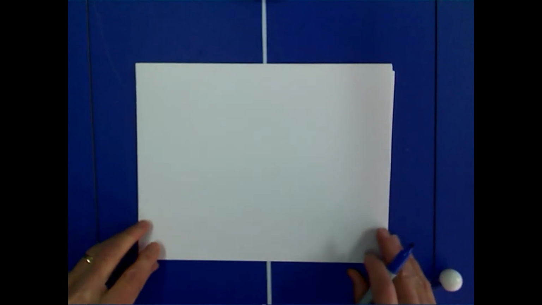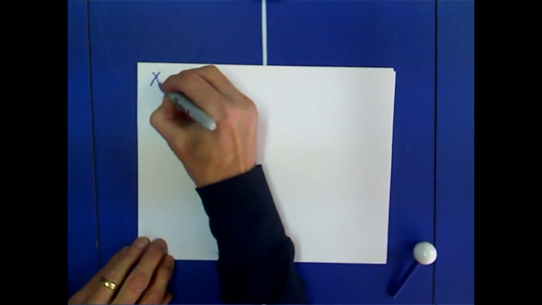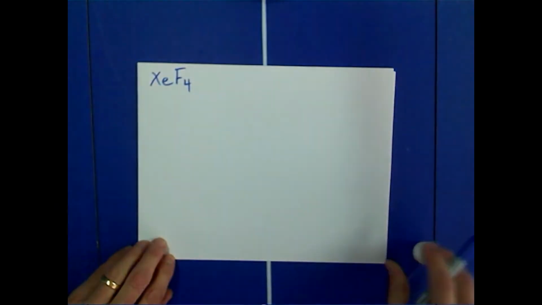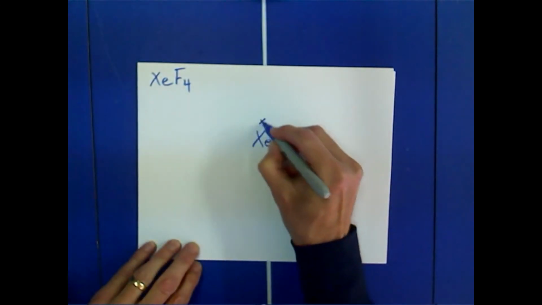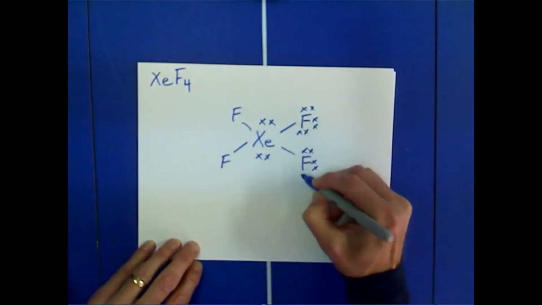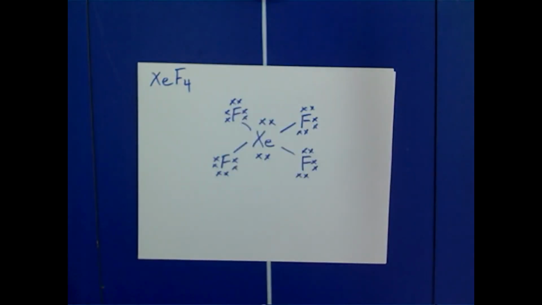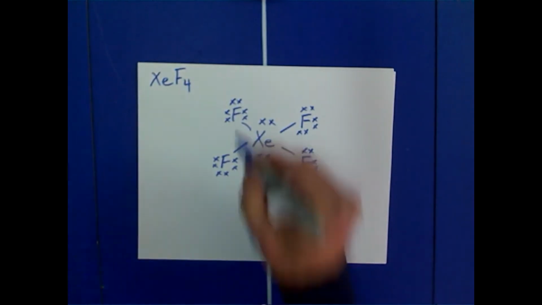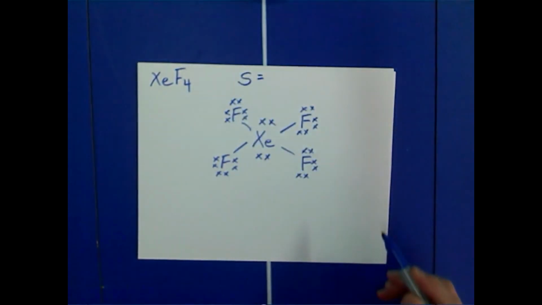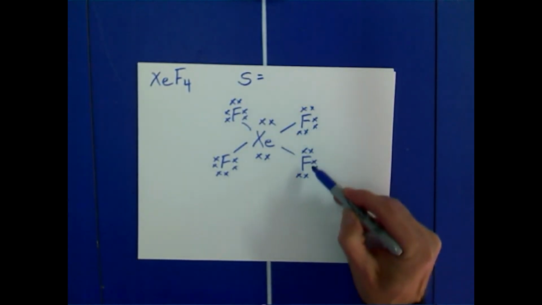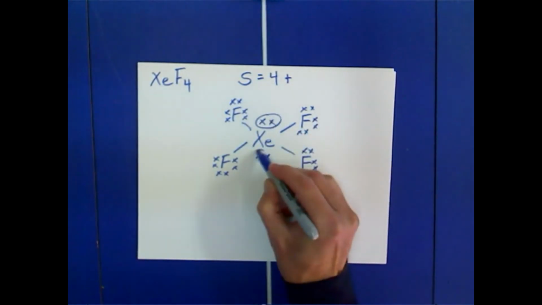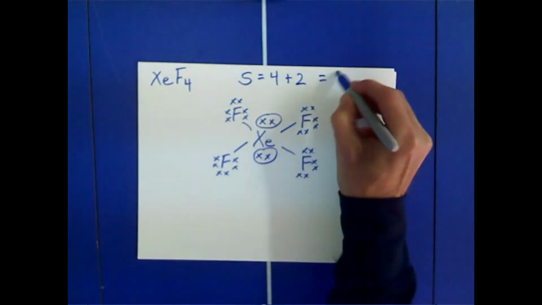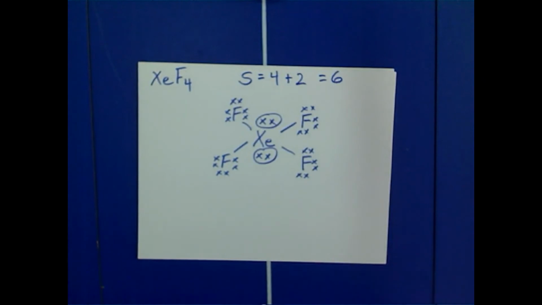Finally, we'll look at the case of xenon tetrafluoride. The Lewis structure of xenon tetrafluoride looks like this. If we were to find the steric number for xenon tetrafluoride, that's going to be the number of atoms attached to our xenon, which is 1, 2, 3, 4, plus the number of lone pairs, which is 2. That gives us a steric number of 6.